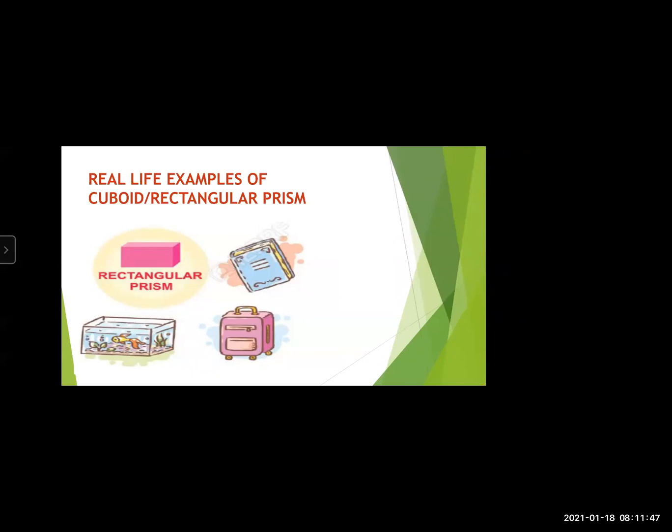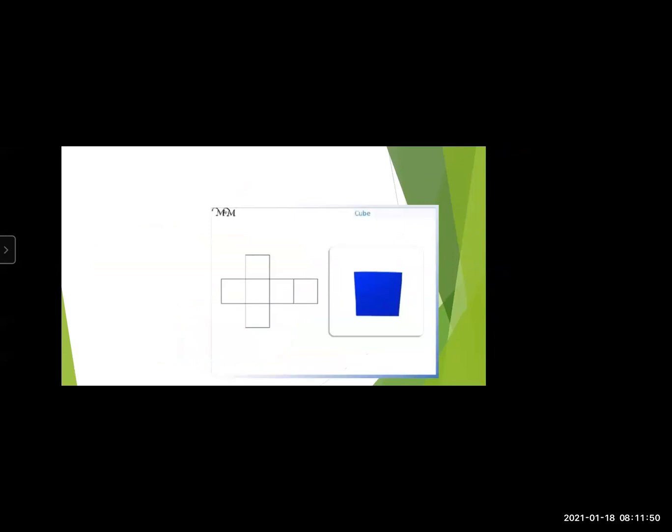Now let's begin with our new figure. So this figure is called a cube. Here, each face is a square. It also has the same properties as a cuboid. But here is the difference: here each face is a square, and in the cuboid, it was a rectangle.